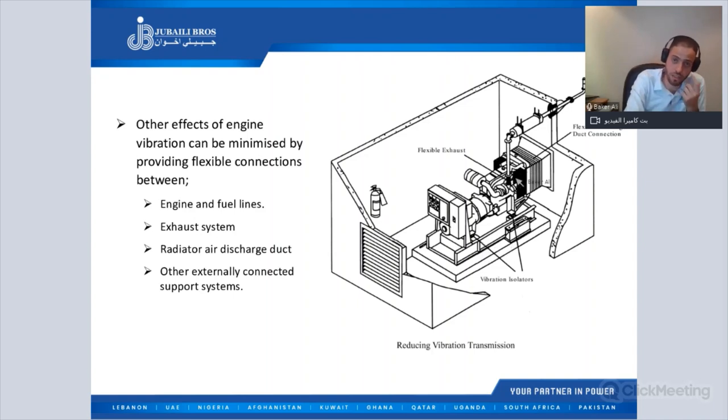For the exhaust system, we are fixing a flexible duct, a flexible bellow, also to avoid any vibration transmission from the engine to the exhaust system and to avoid any damage in the exhaust system. And for the radiator air discharge duct, we are fixing a flexible duct connector to avoid any vibration transmission to the wall and to the building. This flexible connector is very important to avoid vibration transmission from the engine to the building and walls.